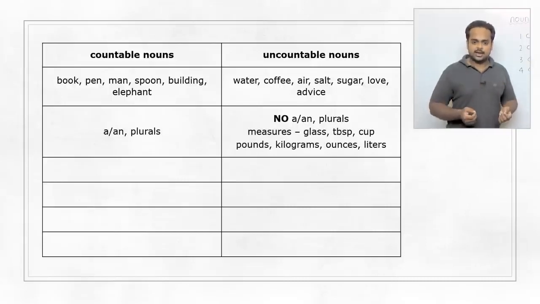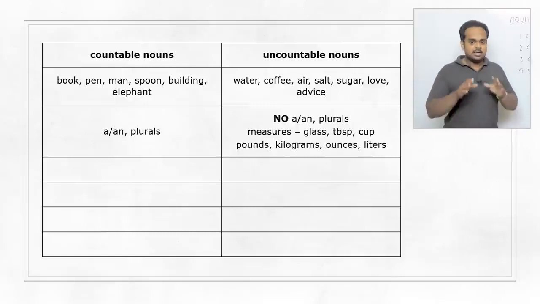For example, we can say a glass of water or two glasses of water, 6 tablespoons of sugar, or a cup of coffee, 5 cups of coffee, and so on. Or we can use units of volume or weight, like pounds, kilograms, ounces, and liters. This is how we talk about the quantity of uncountable nouns.